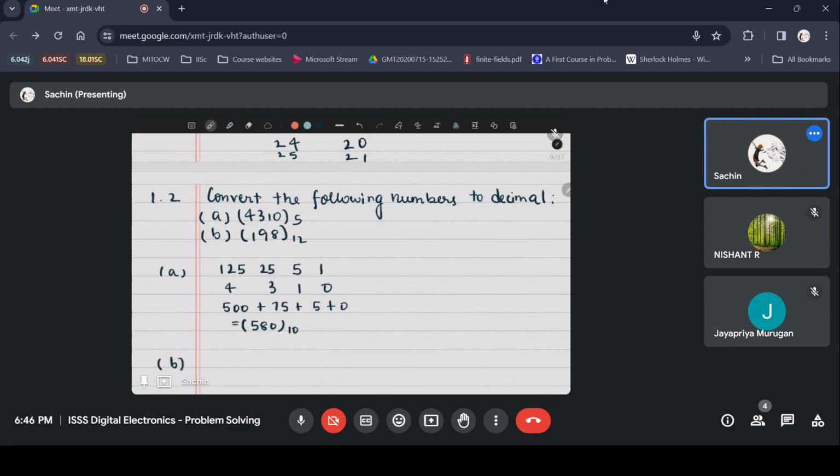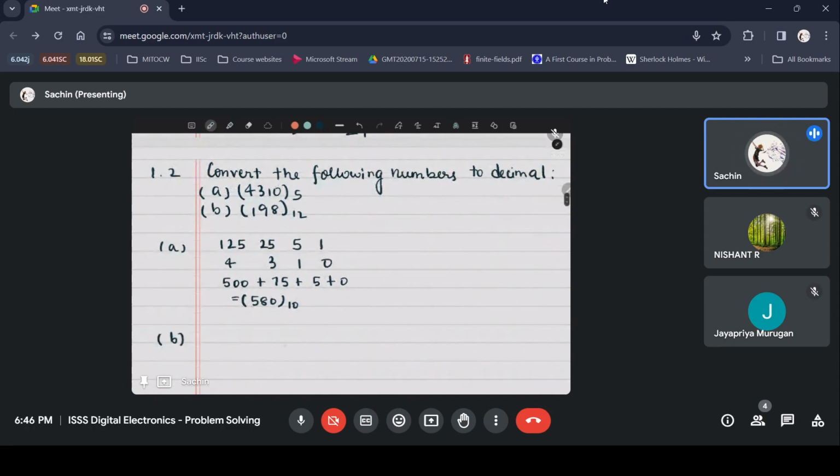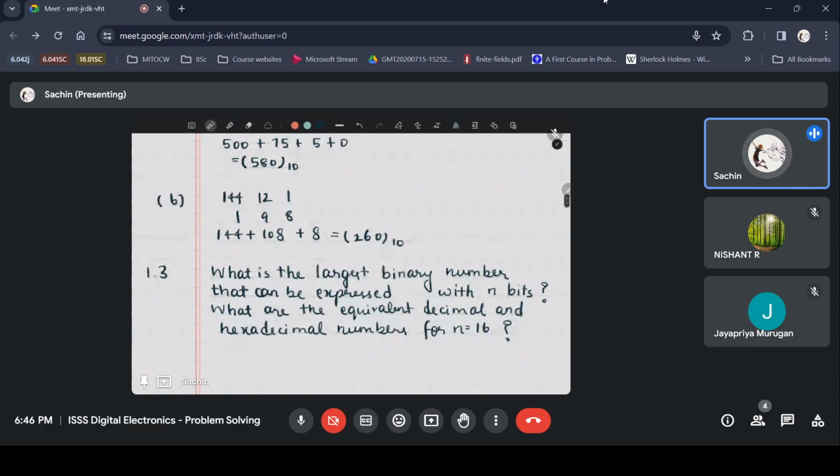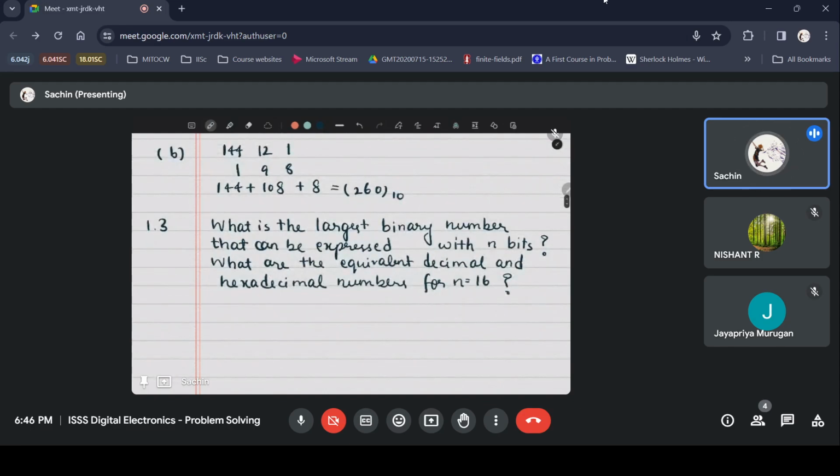Similarly, 198 base 12, the weights in base 12 will be 1, 12, 144. For 198, it will be 144 plus 108 plus 8, which is 216 base 10. So the conversions work that way. That's some drill on conversions.